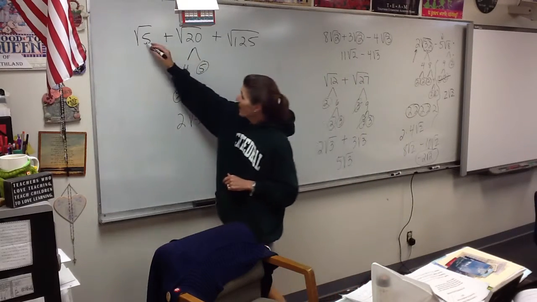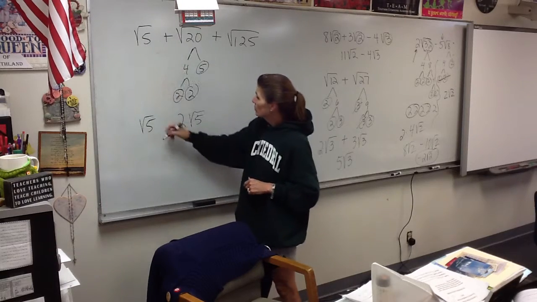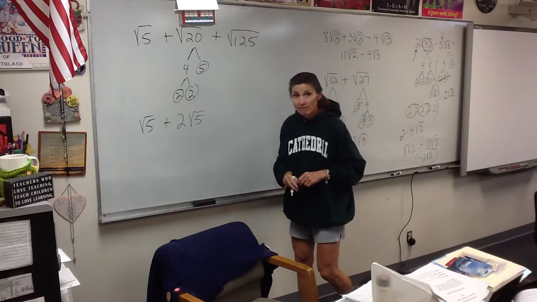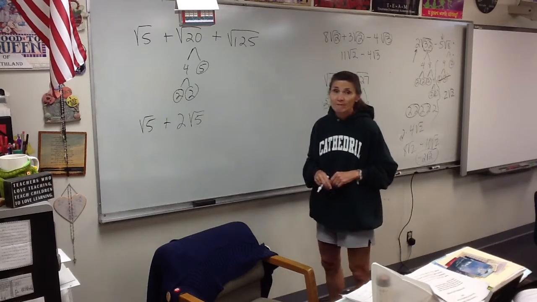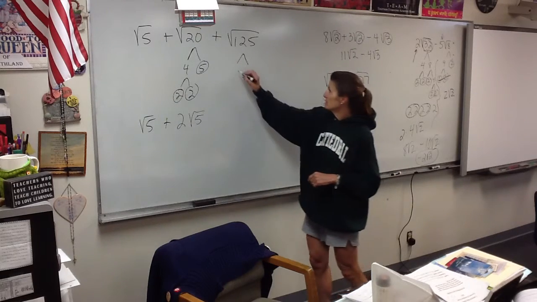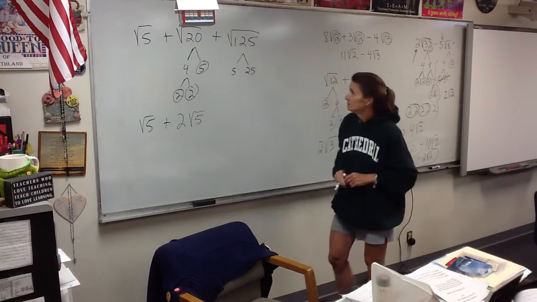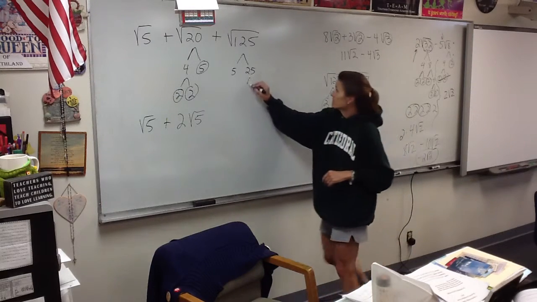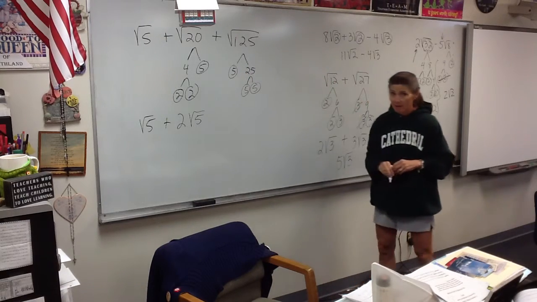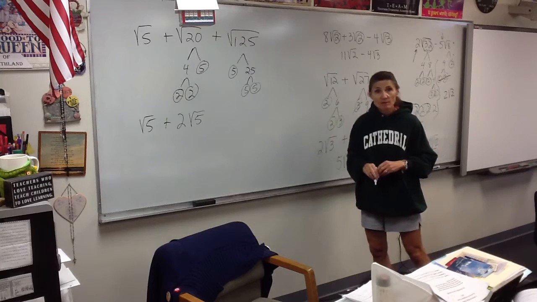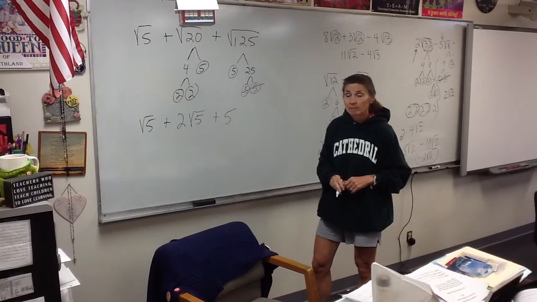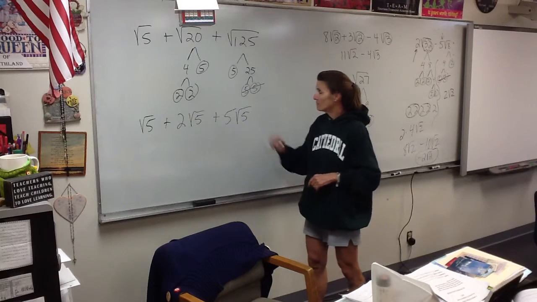So I had my root 5 from the beginning. Couldn't do anything with it. Now I've taken care of my root 20. It's now 2 root 5. And now I'm going to do 125. 125 is 5 times 25. And 25 is 5 times 5. So the prime factors of 125 are 5 times 5 times 5. So whatever I have a pair of comes out, and whatever I don't have a pair of stays in.